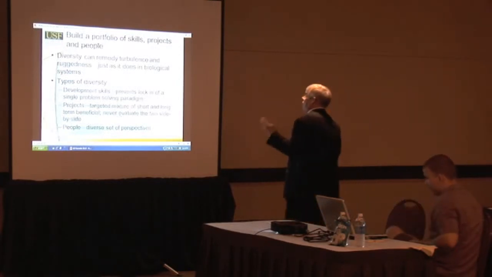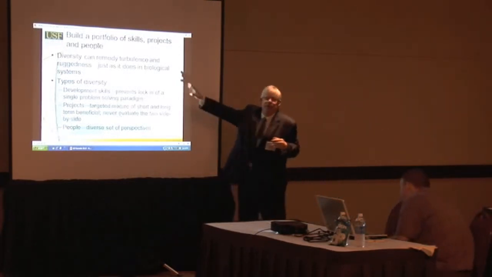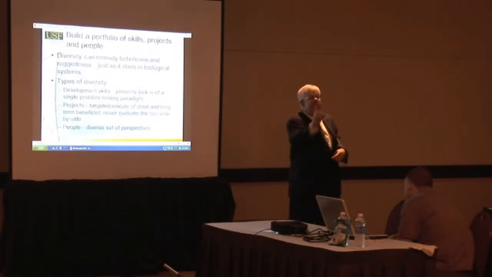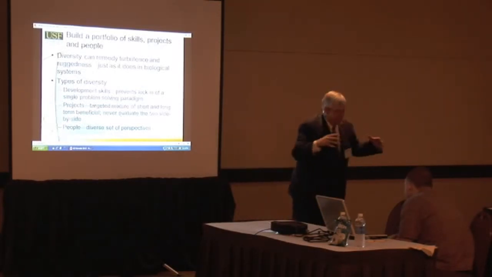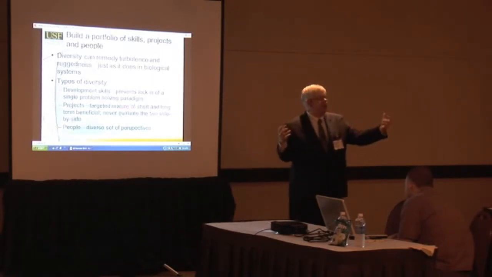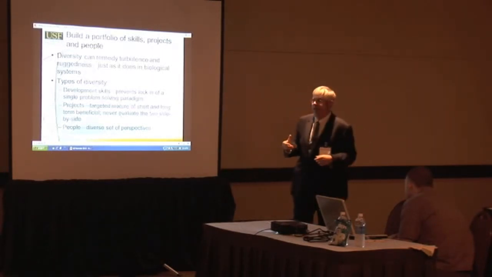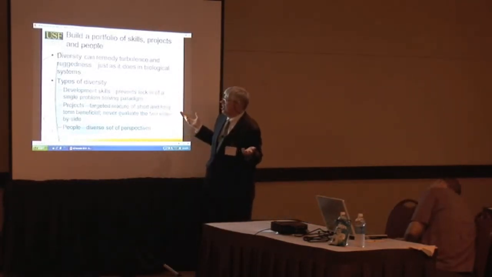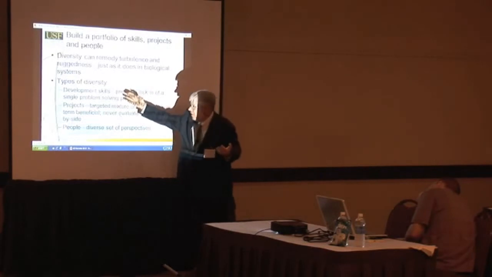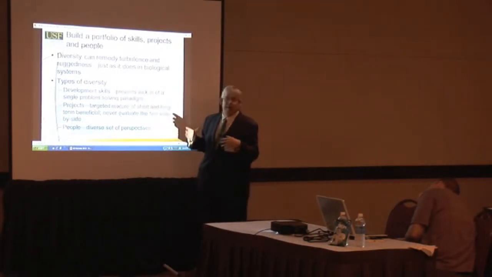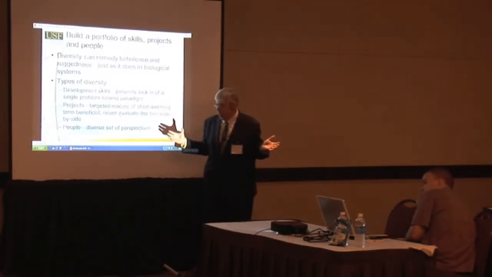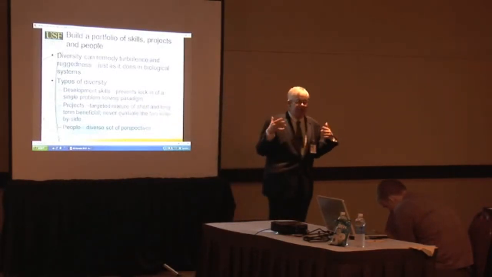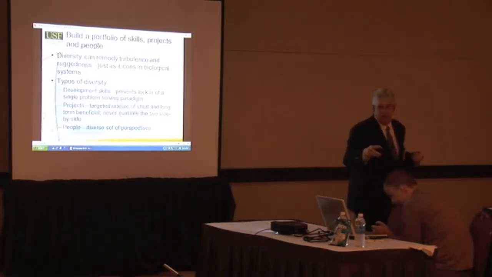Build a portfolio of skills, projects, and people. Adaptability is one way of dealing with real-world complexity. Diversity is the other good way, because diversity ensures that you've got lots of locations on the landscape. These are laws from biology. There are different types of diversity that we can have when we're building our systems. Diversity in development skills. Create a portfolio of these. Diversity of projects. And a diversity of people for different perspectives.